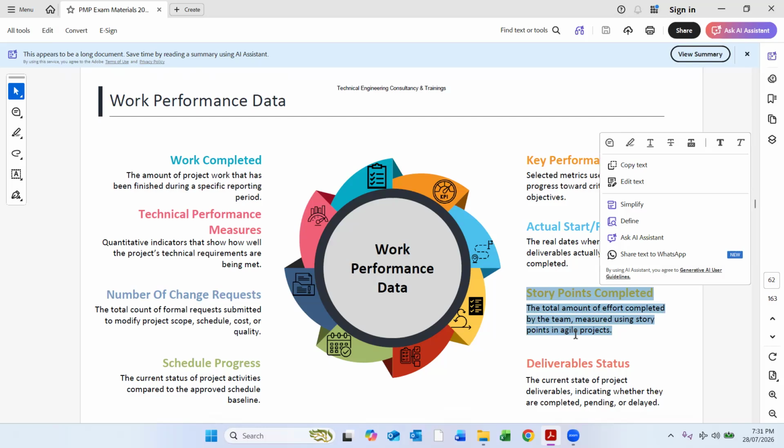And then deliverable status, the current status of project deliverables, whether it is delivered or it is complete. Deliverables are achieved or deliverables are not achieved. Deliverables are still open, and how much it is being delayed, how many deliverables are being delayed. So this all comes in work performance data.